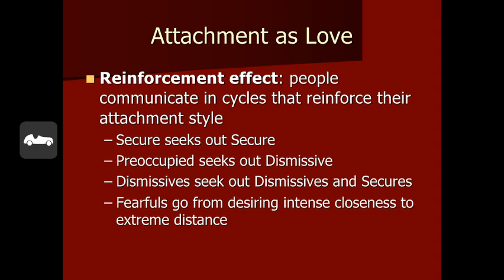The theoretical explanation that attachment theory would offer is the reinforcement effect, that it proposes that people don't want to date the person that will treat them the best. People want to date the person that confirms their own attachment style. So people communicate in cycles that reinforce their attachment style. Securely attached people do, in fact, seek out relationships with other securely attached people.